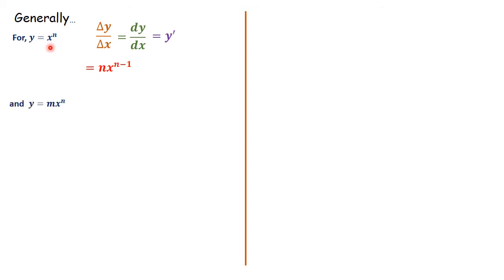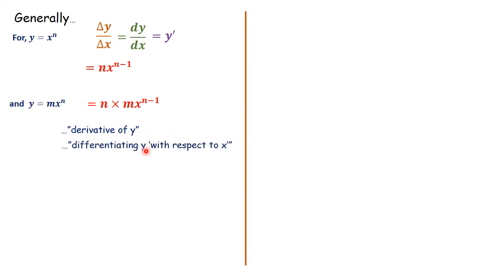Similarly, if we have an m here, so we have y equals m x raised to power n, we'll do the same thing, only that this time around we have an m, so it still remains there. So it will be n times everything, but the power of x reduces from n by 1 to n minus 1. And therefore, the answer is that on there. What we have obtained here, and also what we have obtained here, is what we call the derivative of y. And therefore, we say we are differentiating y with respect to x. It is important for us to master the definition of differentiation.